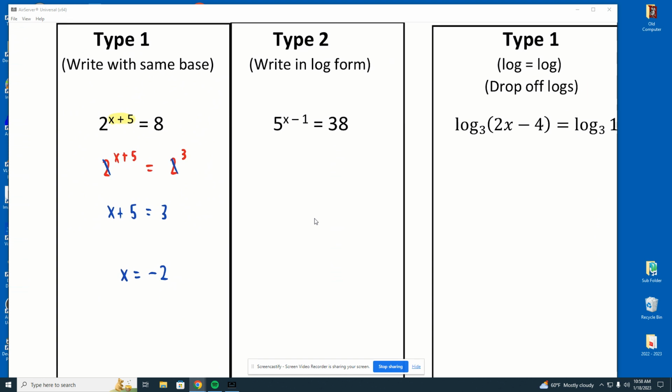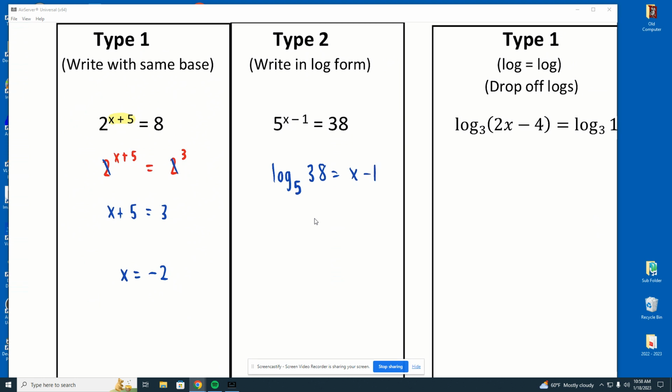See, type 2, can I create those to have the same base? No, I cannot. So I don't have an option to do type 1. I have to do type 2. So type 2 is when I can't create my bases to be the same, rewrite it as a logarithm. So log base 5 and then the loop. Log base 5 of what? 38 equals what? X minus 1.